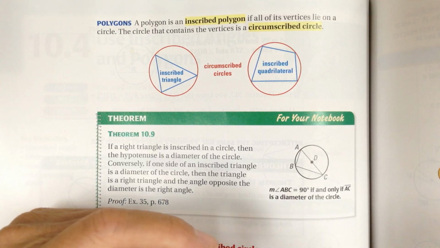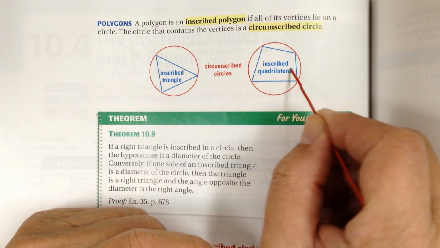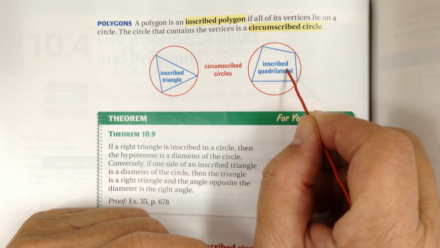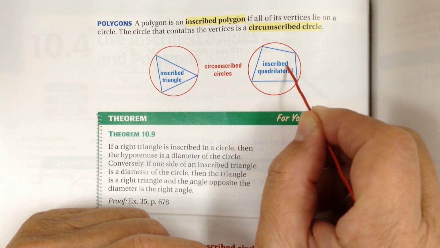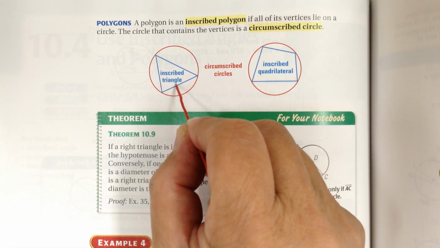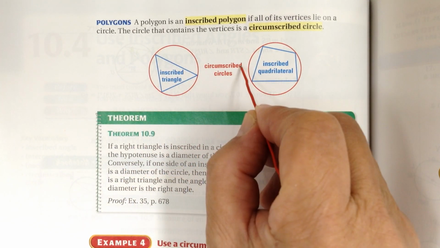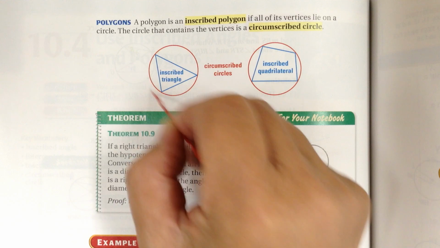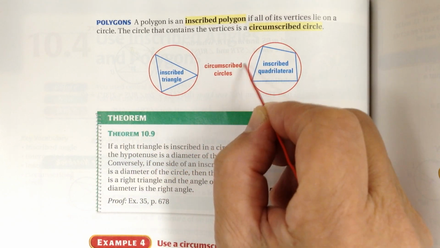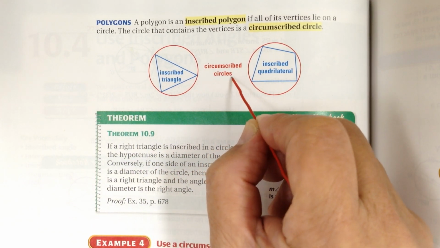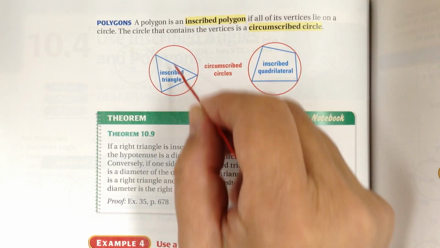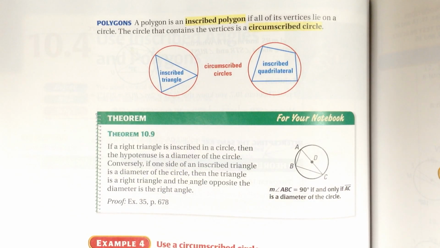Okay. So again, the one on the inside is called inscribed. Whatever is inside is inscribed. So if it's a quadrilateral, it's an inscribed quadrilateral. If it's a triangle, it's an inscribed triangle. The one on the outside is circumscribed. So the circle is on the outside, so the circle is called a circumscribed circle. Again, the one on the outside is circum, and the one on the inside is inscribed.